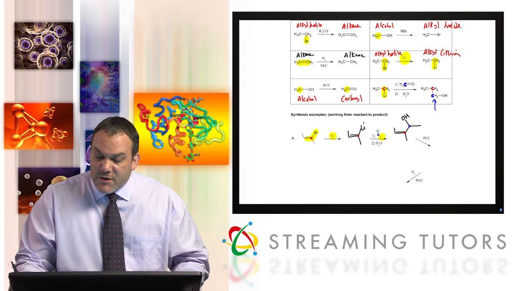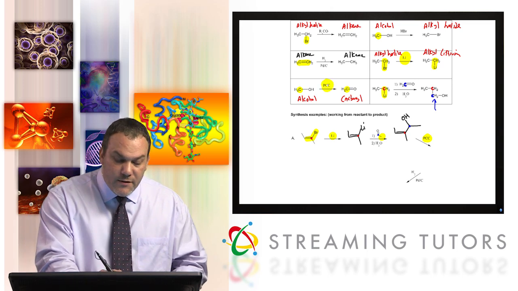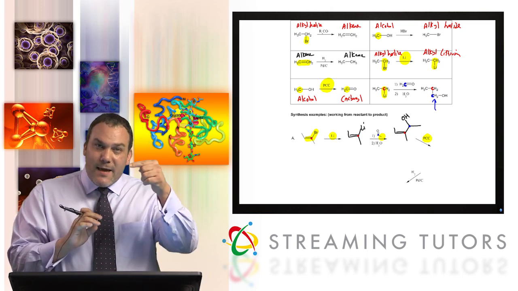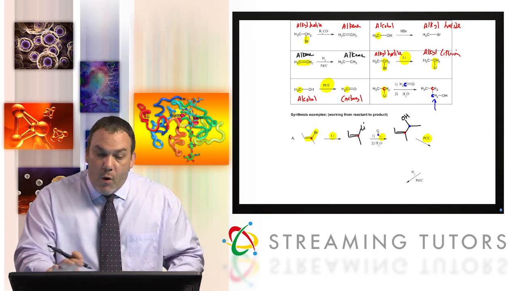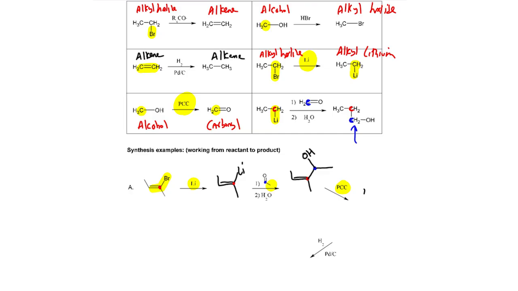Now, the next reaction says PCC. So if I look over here on the left bottom, PCC makes a double bond O from a carbon with OH. So I'm going to trace everything out as I see it, and I'm just going to put in the blue carbon right here.